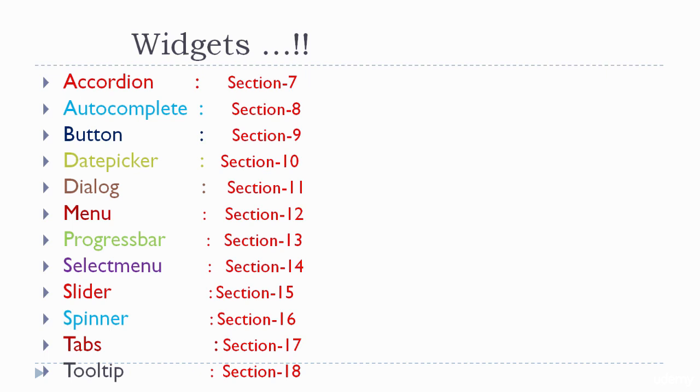Now select menu. Select menu is a basic thing. If we want to make the speed normal, we can just click on the speed, it will drop down, and normal, fast and medium, these are the three options which we can select. So this is a part of select menu.